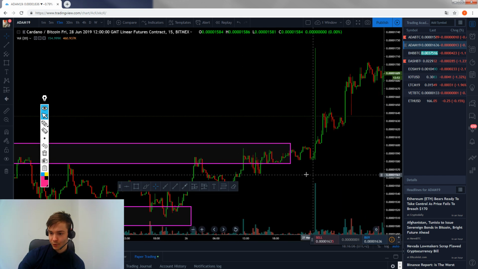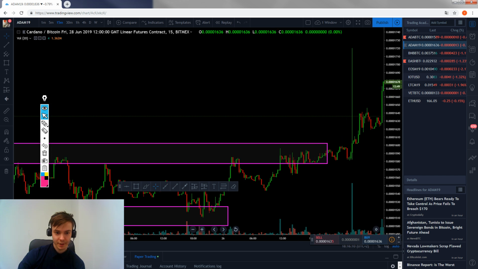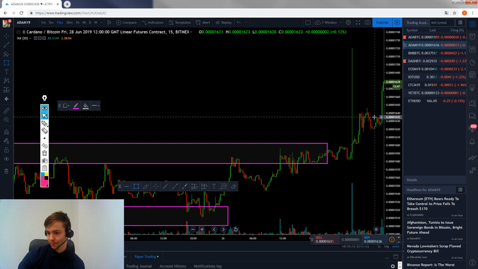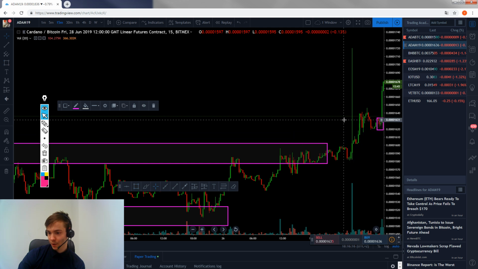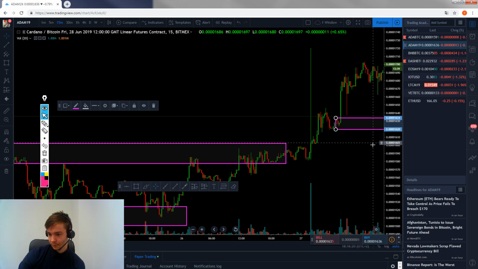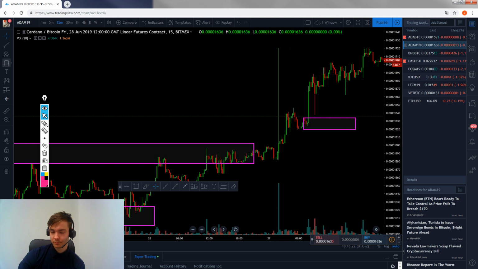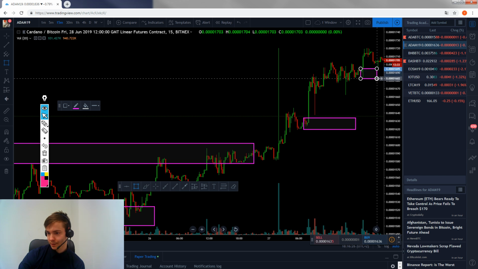Okay, in the end we broke the zone and we can use our technique again here. So we have impulsive movement here with the place of structure we would like to buy. Also here more aggressive trade with the trend.